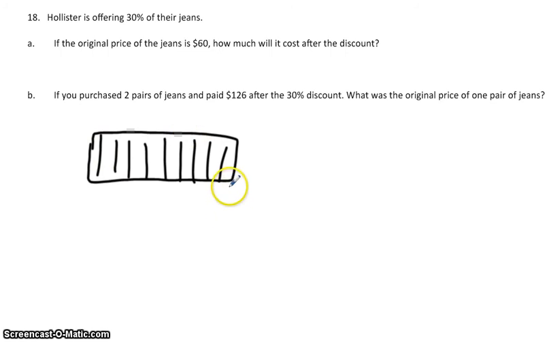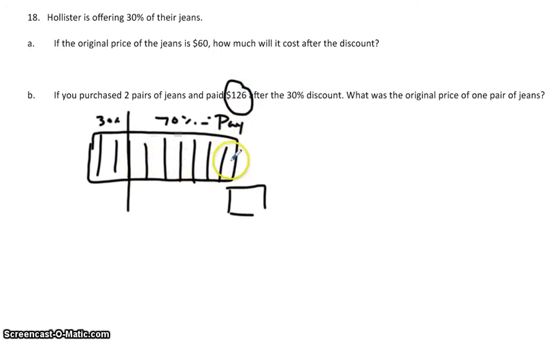Okay, we don't know the whole amount. It says if you purchased 2 pairs of jeans and you paid this after the 30% discount. So here, right up here, is our 30% discount. That means this 70% that's left over is how much we paid. And that was $126. So these 7 equal pieces make 126.